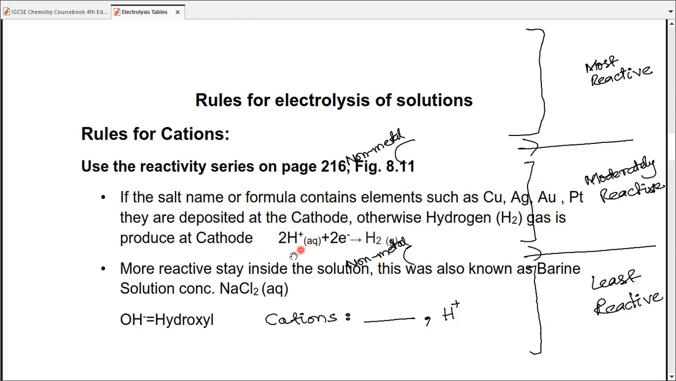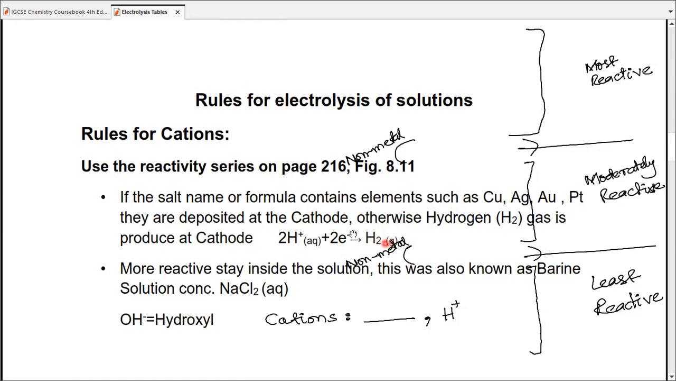And the equation for hydrogen gas is that two hydrogen ions receive two electrons. As this is the cathode, it's supposed to be a reduction reaction. So two hydrogen ions plus two electrons gives us hydrogen gas.